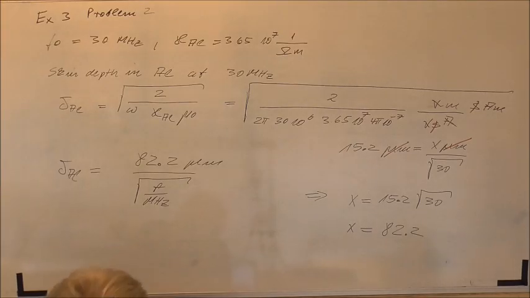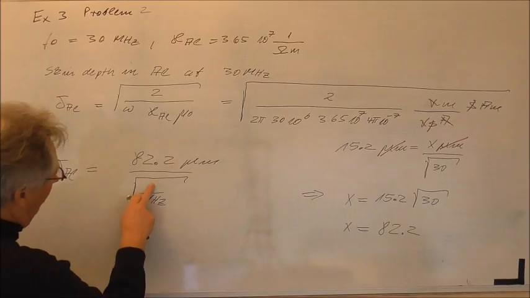It asks us to give a function of frequency. It just means that we plug in the copper conductivity and the permeability, and then we work out a number, and then we leave the frequency as a variable here.